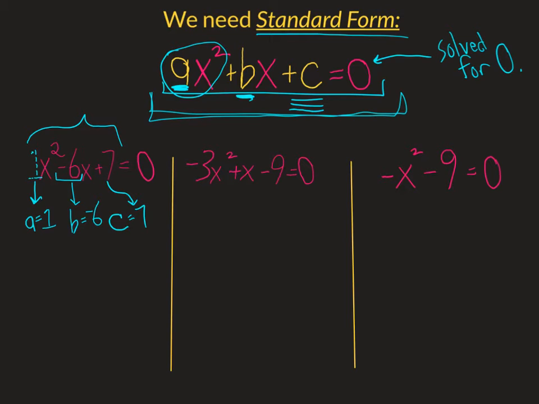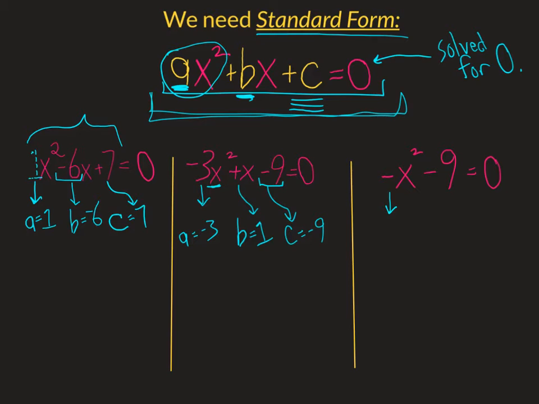All right, next one, ABC, same idea. In front of the x squared, the coefficient of the x squared is my A. It's my negative 3. And again, I don't see anything there. It doesn't mean I don't have a B. It just means the B is 1. And then again, I need my sign. The C is the negative 9.